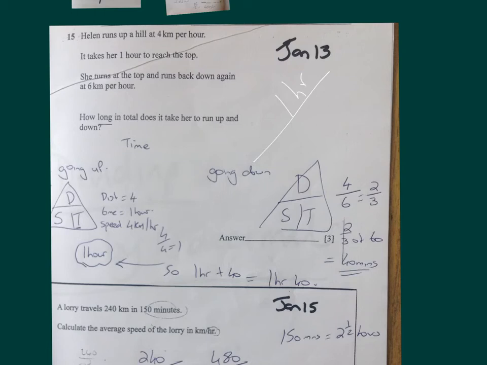Now, she's at the hill and she's coming back down, running 6 kilometers per hour. So we again need to know the time. So over here now, we have distance, speed, time again. Going down, we know it's again 4 kilometers. This time her speed is 6. So it's 4 divided by 6, which is 2/3. Now, because it's 2/3, it's 2/3 of 60. So 60 divided by 3 is 20, and 20 times 2 is 40. So it's 40 minutes coming back down. 1 hour to go up and 40 minutes to come back down, so it gives 1 hour 40 in total.